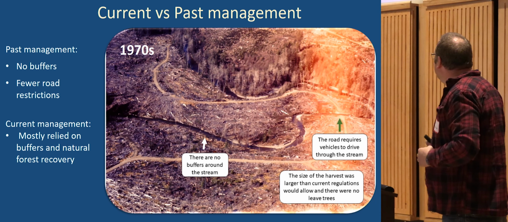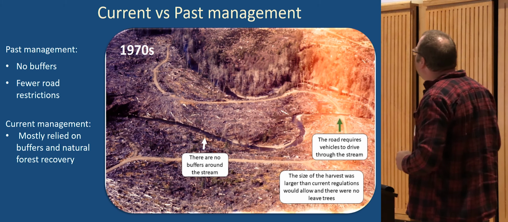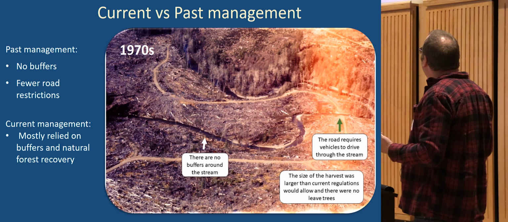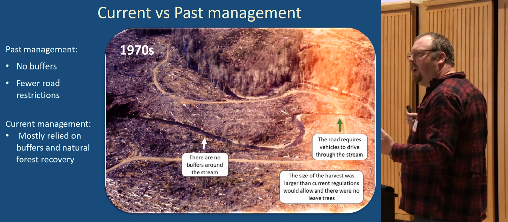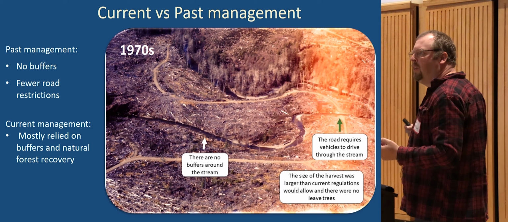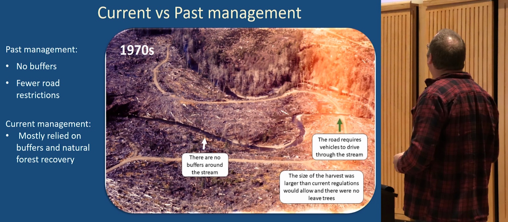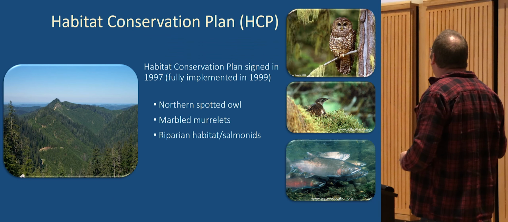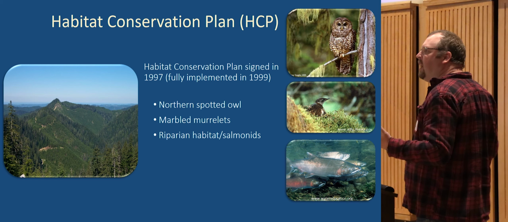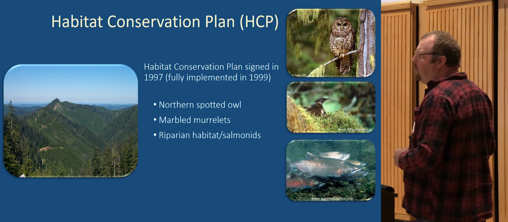Now, today's management, we mostly rely on buffers to protect our streams. And well, most of our harvests have gone on at different times. They've all been allowed to mostly recover through what we're going to call passive restoration, where these forests kind of develop on their own. We kind of talked about the HCP earlier, but it was developed in the 90s, and it kind of guides our management. It provides protections for spotted owl, marbled murrelets, and salmonids.